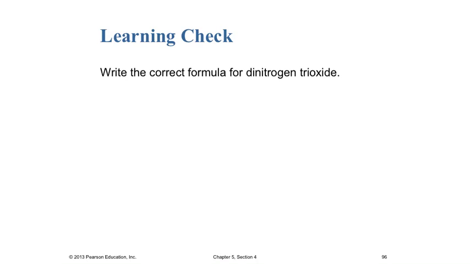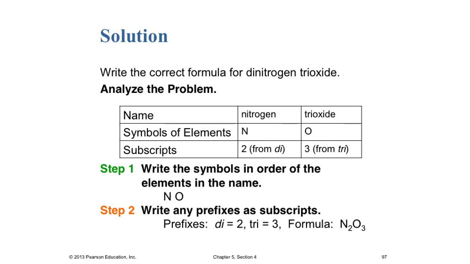Now, here's a learning check for you to try on your own. Nitrogen has 2, so we have di. Oxygen has 3, hence tri. So we have a formula of N2O3.